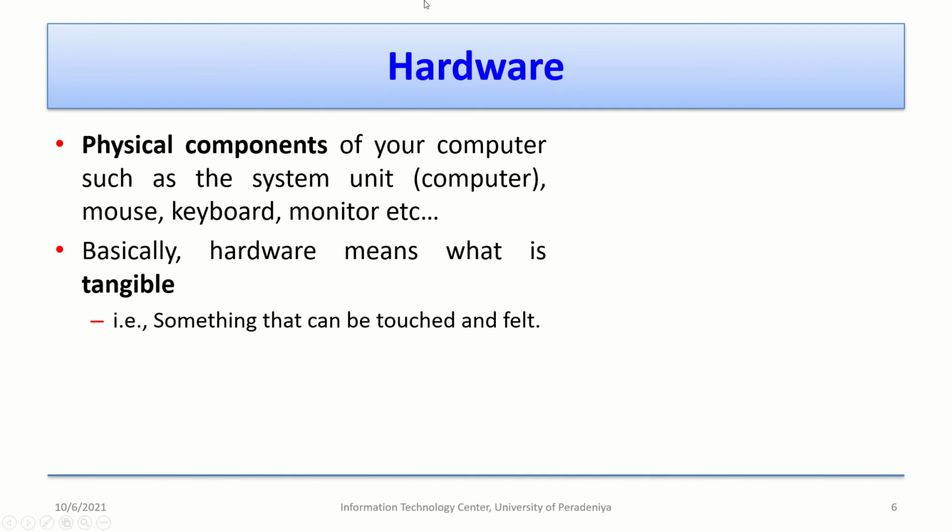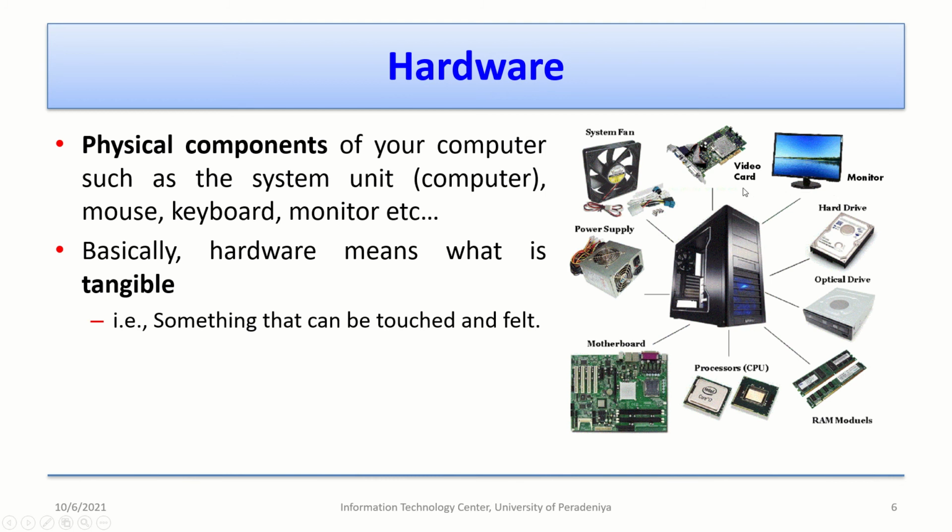This is the basic property of hardware, that we can touch it. It is something that can be touched and felt, which is what we call tangible, right? So these are hardware: power supply, system fan, the motherboard, processor, RAM. Those are called hardware.